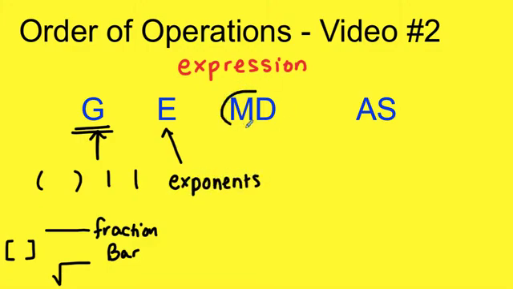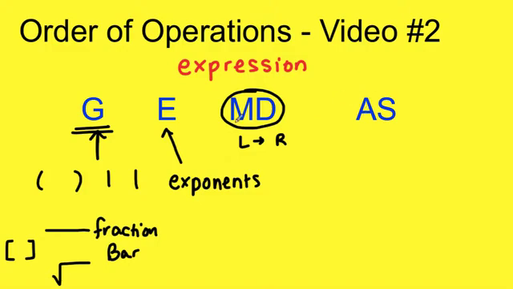And then we do multiplication and division together from left to right, but whichever one comes first, okay? So we have to go from left to right. So if division comes first, we have to do division first. If multiplication comes first, then we do multiplication first. But whichever one comes first from left to right, we do together.